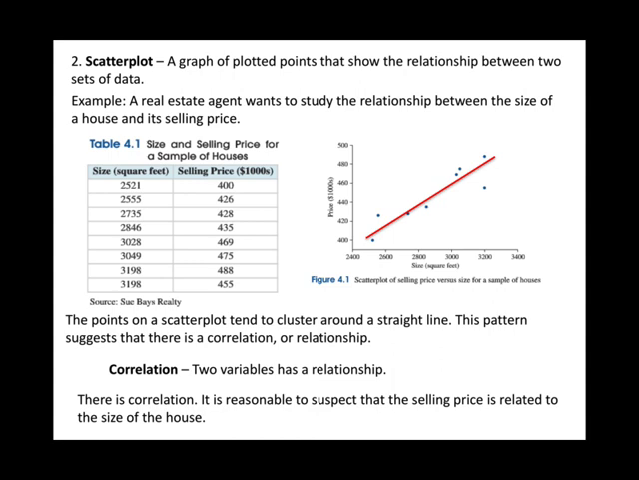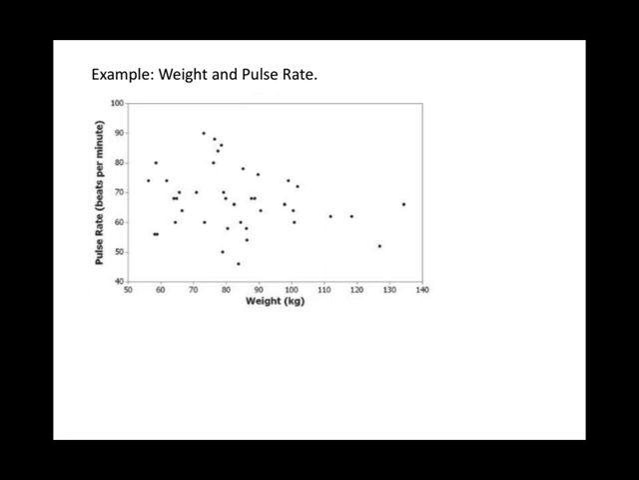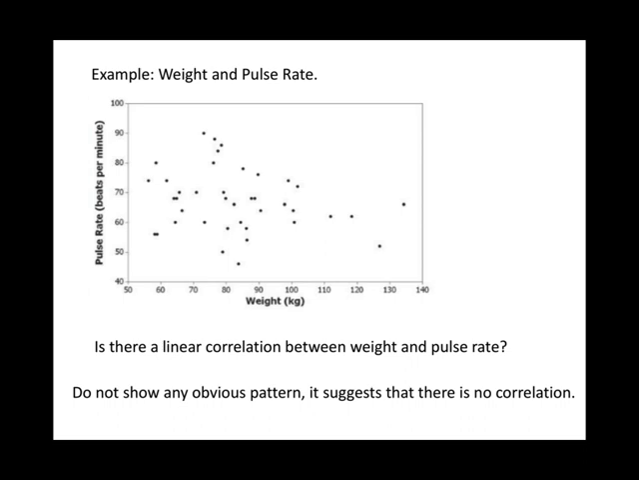Okay, let's look at another example. I have a scatter plot of the weight and the pulse rate. Is there a linear correlation between the weight and the pulse rate? No, right? Because it does not show any obvious pattern. So that's no correlation. Or you could say I can't draw a straight line here with all those points around the straight line. So that's no correlation.